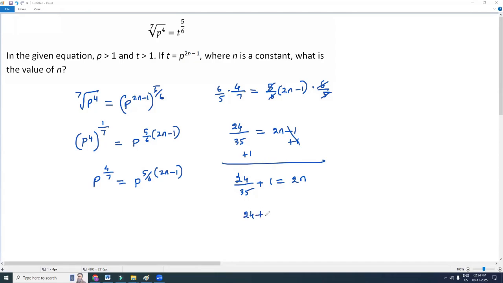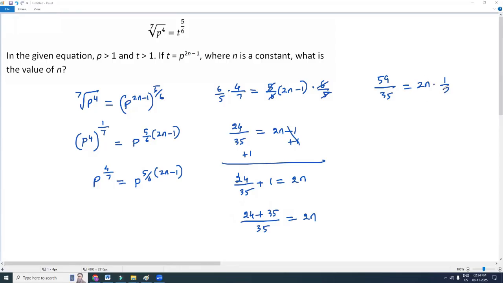Okay, let me do it. 24 plus 1 times 35 is 35. Now we can take 35 as a common denominator, equals 2n. Okay, let me continue over here. When I add 24 and 35, I am getting 59 over 35, equals 2n. Okay, now to solve for n, we have to get rid of this 2.